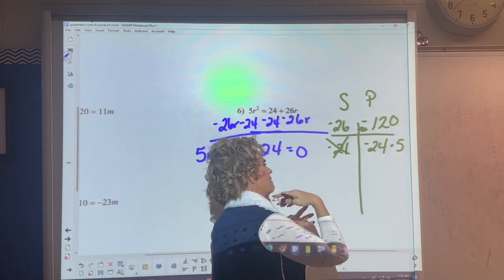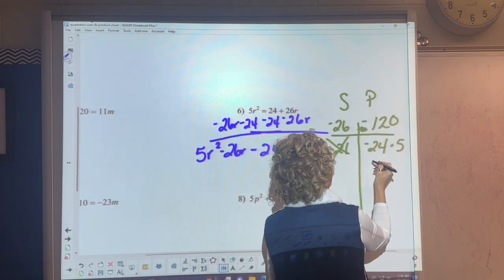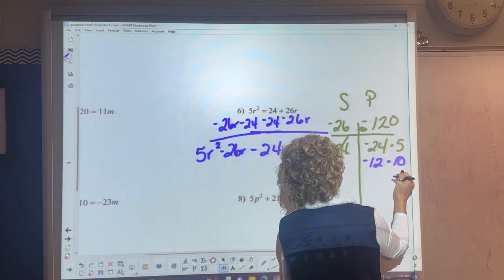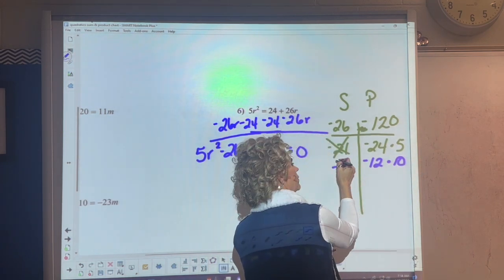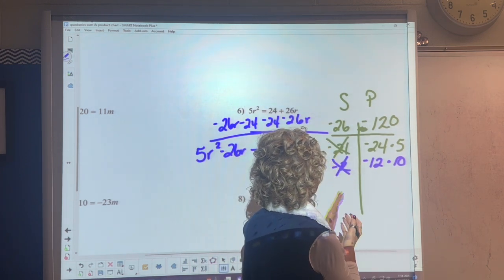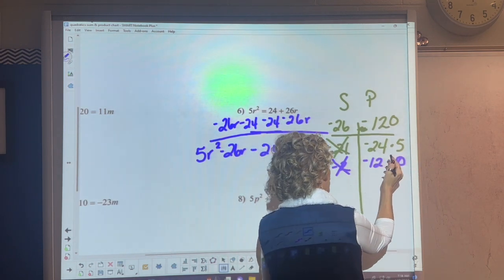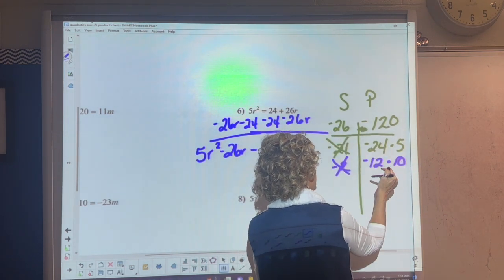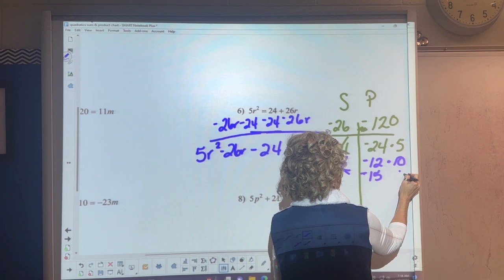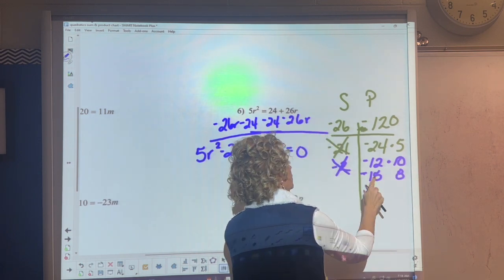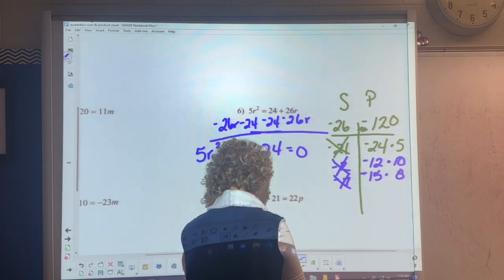So I have to start other methods. Now, just me, and honestly, it's not going to work. I already know that, but I'm going to show you. I got a negative 120. A negative 12 times a positive 10 is a negative 120. But when I add those together, I get a negative 2. I don't even want that one. Okay, so let's see, 24 is also 8 times 3, okay? So if 24 is 8 times 3, I could go a negative 15 and a positive 8, okay? But when I add those together, that's a negative 7. Okay, that doesn't get me where I need to be.